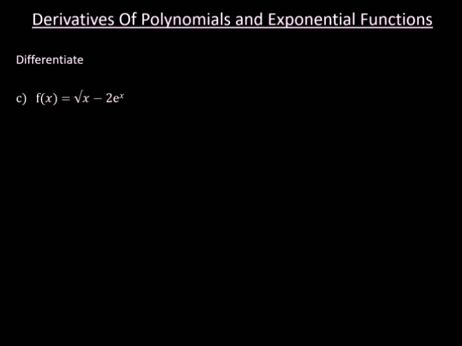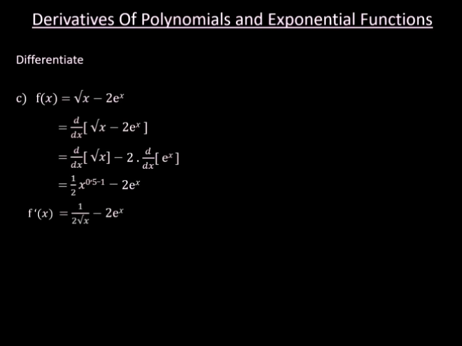Now let's do c. Square root of x minus 2 times the natural log of x. We first add the derivative notations. We then differentiate summands separately and pull out constant factors. This will then give us 1 over 2 times x to the power half minus 1, subtracted by 2 times the derivative of natural log of x. And then, we get the final answer of 1 over 2 square root of x minus 2 times natural log of x.